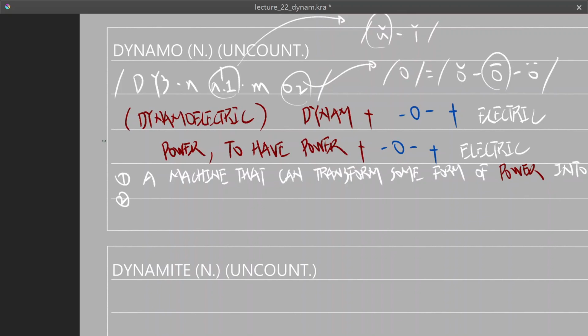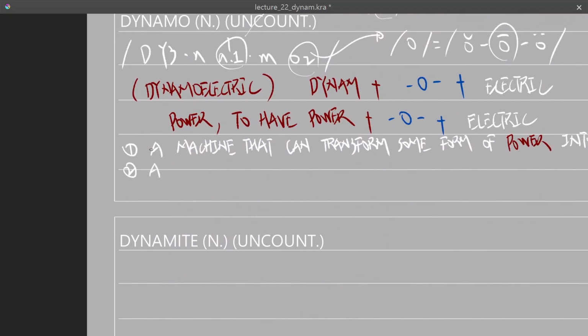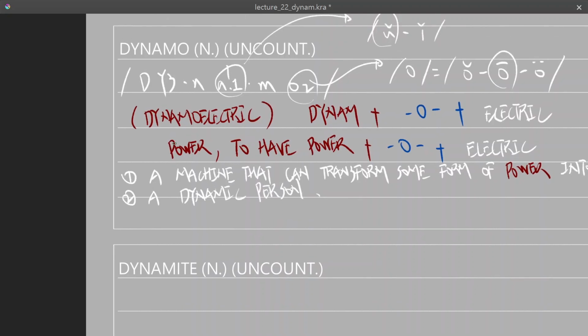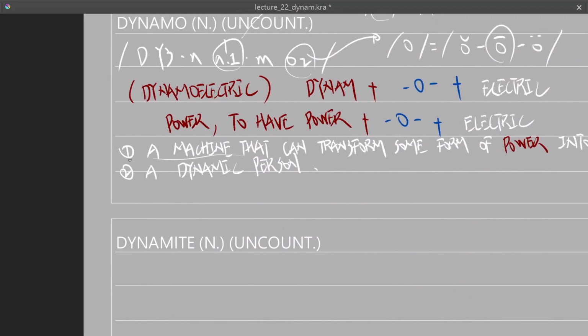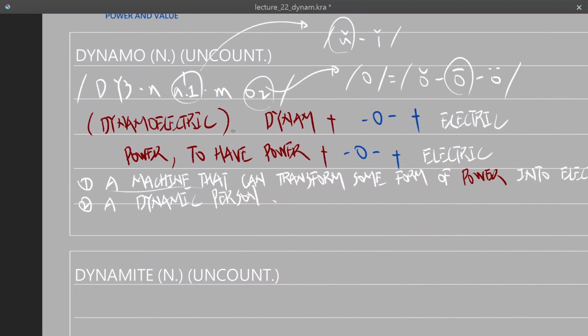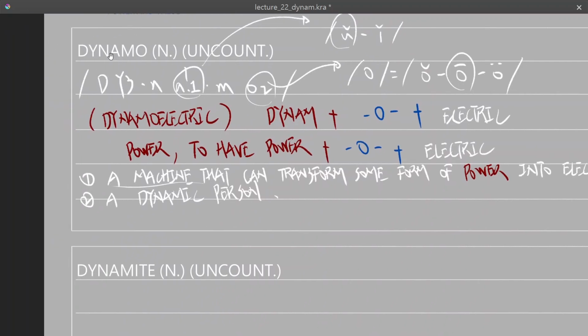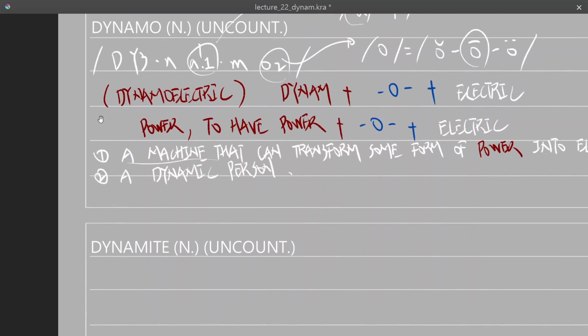And dynamo we also use as a noun to mean a dynamic person. So it means a machine that can transform some type of power into electricity, and it is also used to describe a person. So dynamo also means a dynamic person.